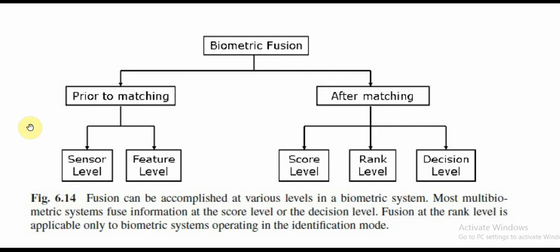In sensor level fusion, we combine the evidence presented by multiple sources of raw data before they are subjected to feature extraction. And in feature level fusion, we combine the evidence presented by 2 different biometric feature sets of the same individual.